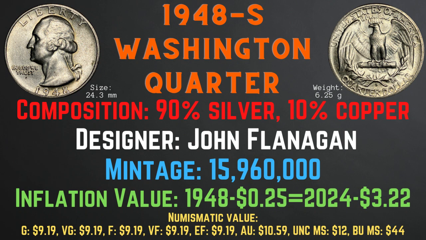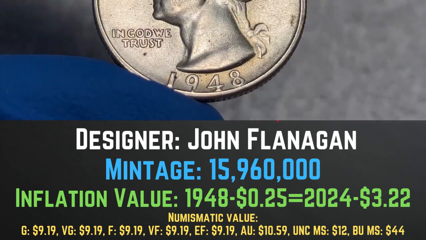Its numismatic values range from $9.19 in good condition up to $44 in brilliant uncirculated mint state condition. Now let's take a closer look at the 1948 S Washington quarter from my collection.